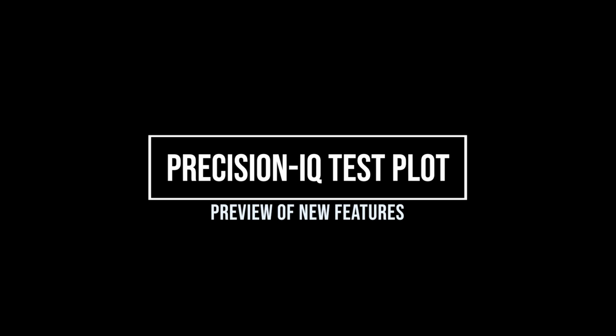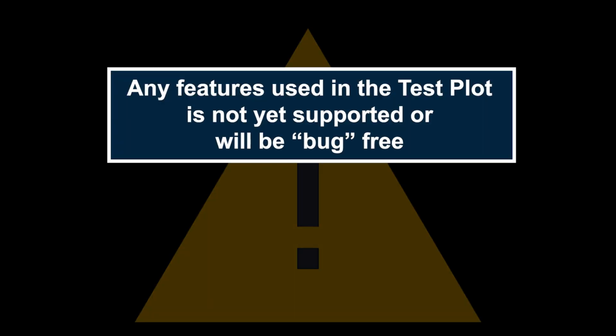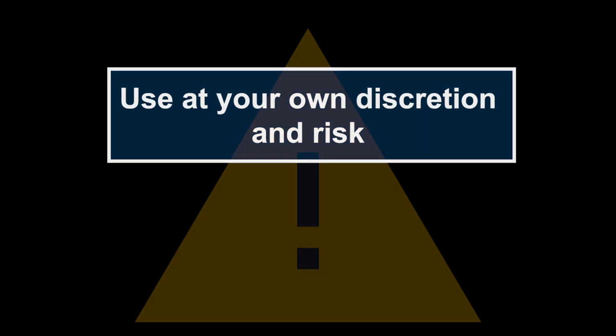Starting with this 660 release of Precision IQ, a new test plot area has been specifically set aside to give you a preview of upcoming and experimental features to be released in the future versions of Precision IQ. With the proper license installed, you can use the features in your field right now in real time. As with the pre-release software, any feature used in TestPlot is not yet supported or guaranteed to be bug-free. Use at your own discretion and risk.